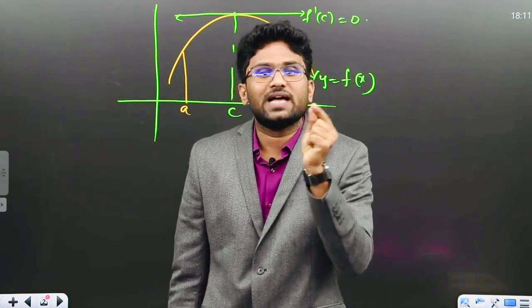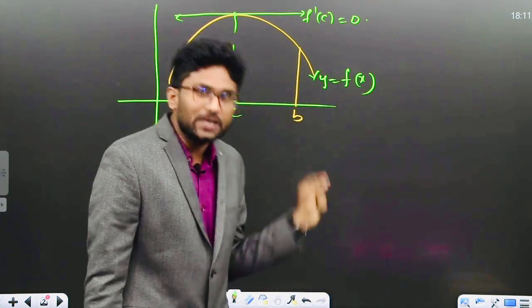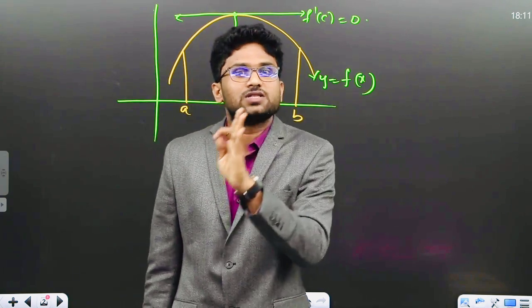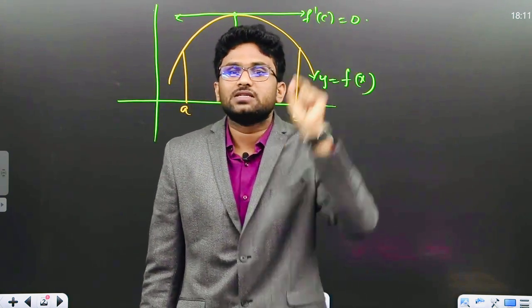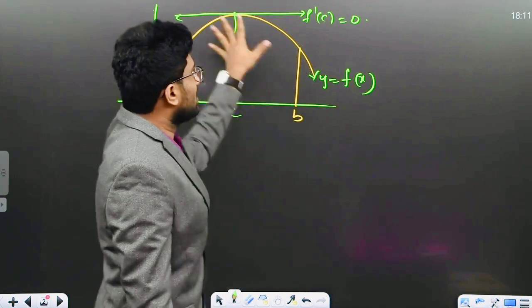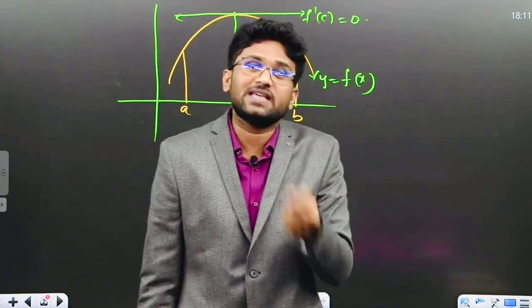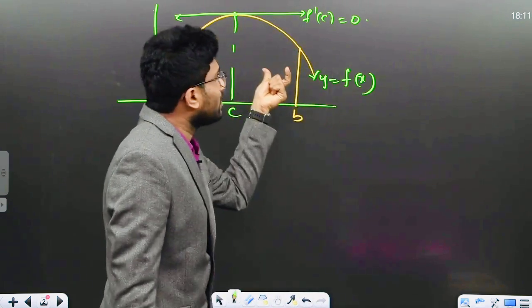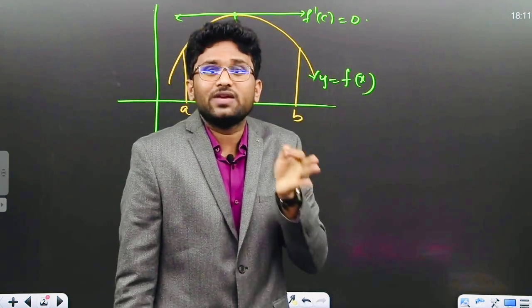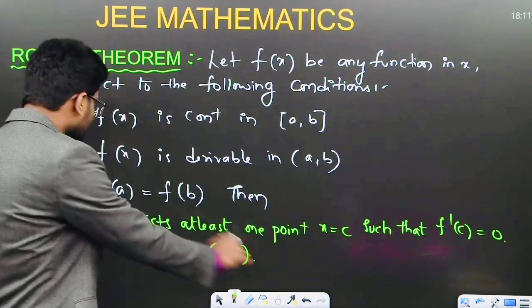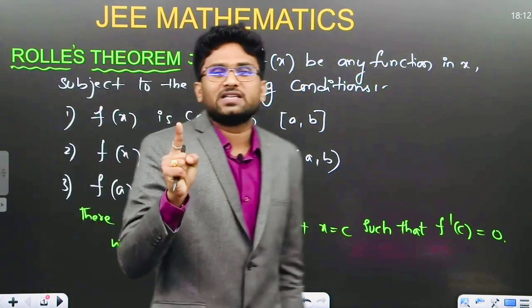There exists one tangent in between the points a to b such that f of a is equals to f of b, and that tangent is going to be parallel to x-axis, and this is the geometrical interpretation of Rolle's theorem. And why did we say at least one? We are not restricted to one, we are saying at least one. I said there exists at least one point x is equals to c.